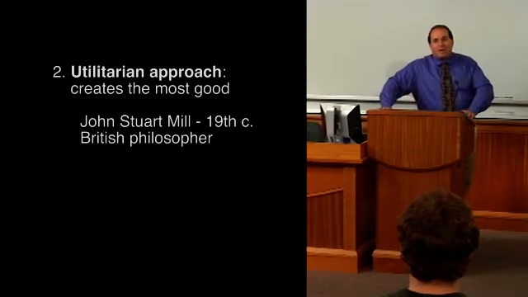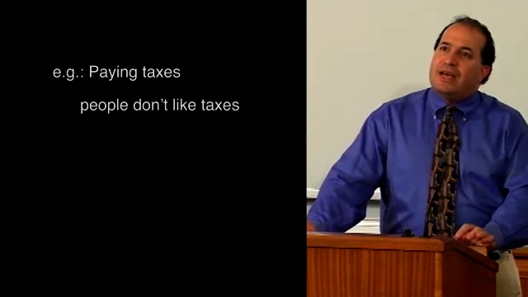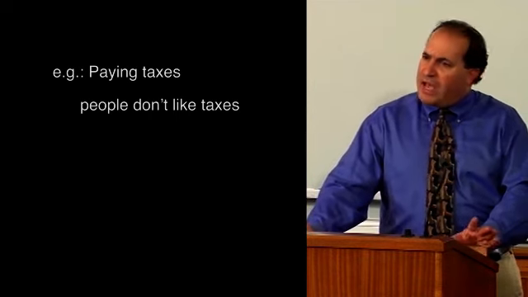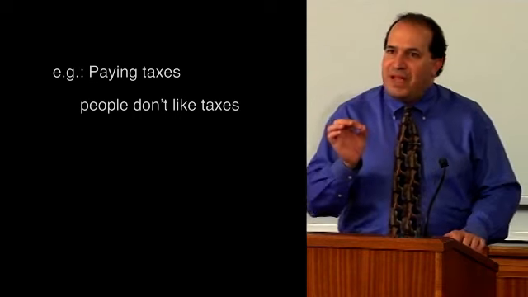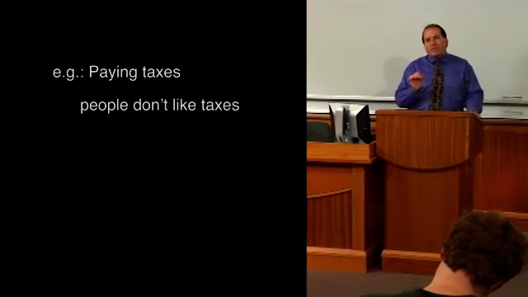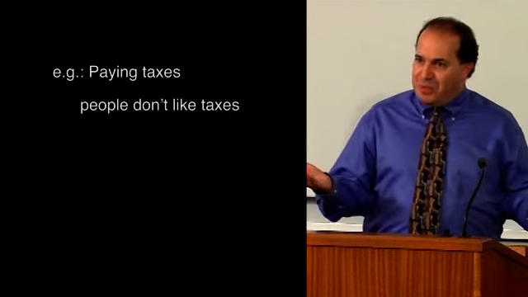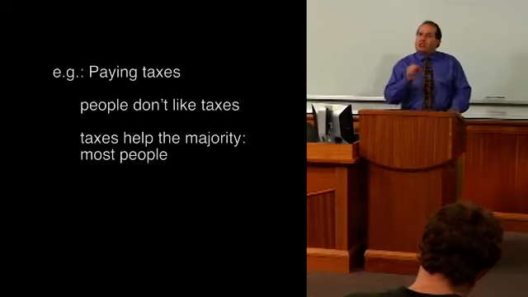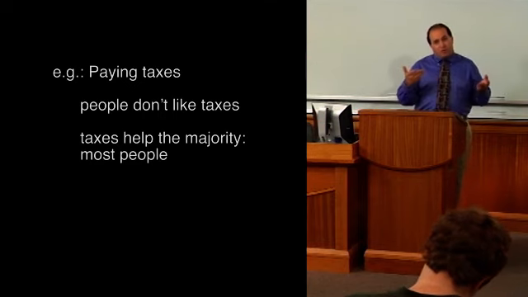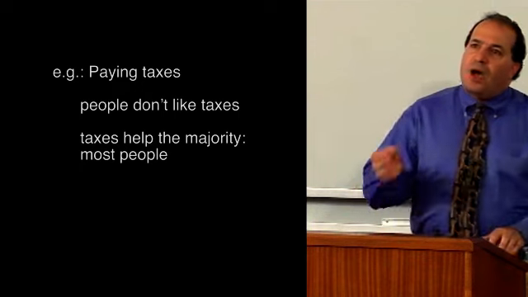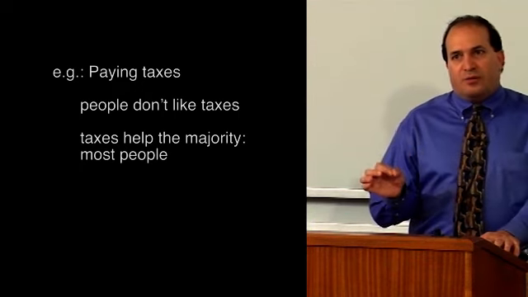Let's take, for example, paying taxes. The government collects taxes from individual people. Now, most people don't like paying taxes because they have less money to spend on other things. However, taxes help the community as a whole, paying for things like hospitals, roads, schools, parks, things that benefit everyone. So, even though paying taxes is bad for some people individually, it's good for the majority, for most people in the community. So, to decide if an action is ethical following the utilitarian approach, we must ask, what action will cause the greatest good for the most people?